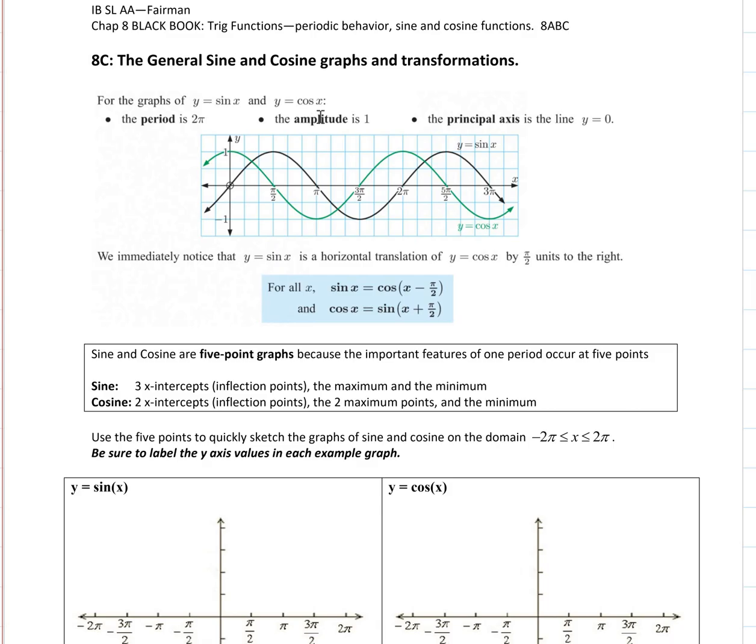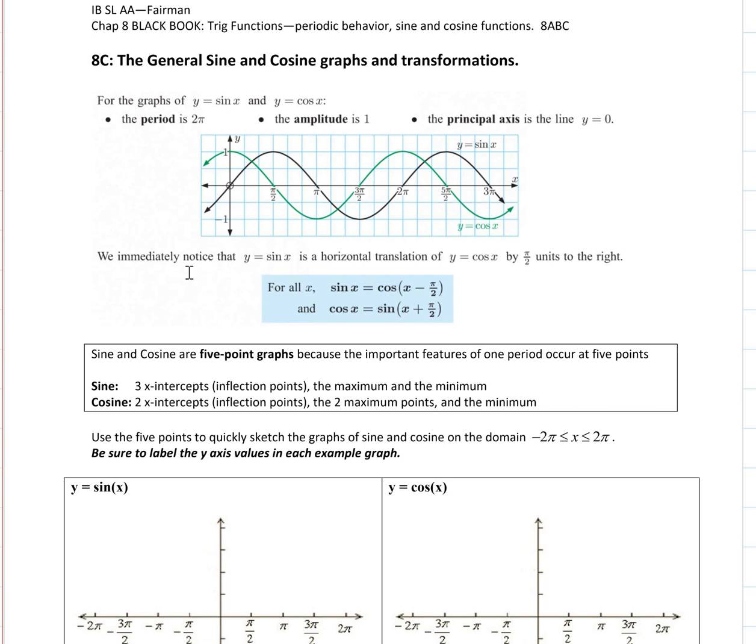The principal axis for our unshifted sine and cosine functions is the line y equals 0, which is just our x-axis. So that is the dashed line that splits this and makes it symmetrical from top to bottom. It's not symmetrical if I folded it in half, but it is repeating because it's periodic.